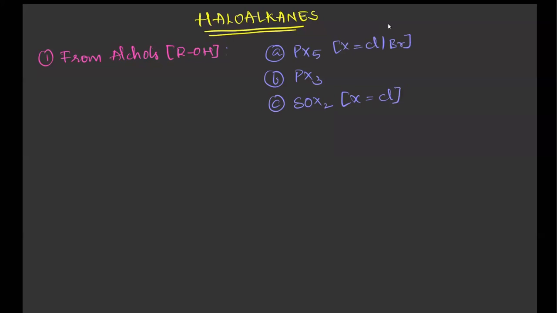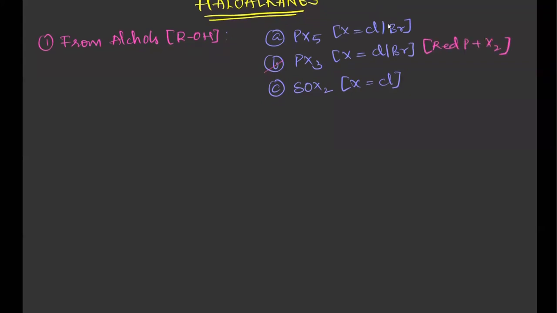giving PX5 compound. It is in covalency of +5. And here X could be again chlorine or bromine. Here another way of asking this reagent would be red phosphorus plus X2. So let's start with PX5.